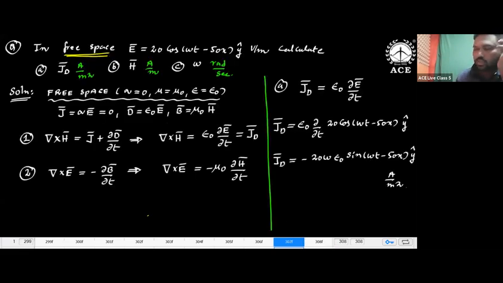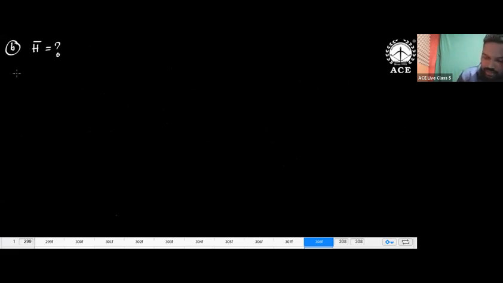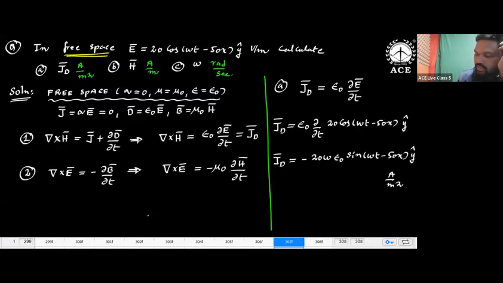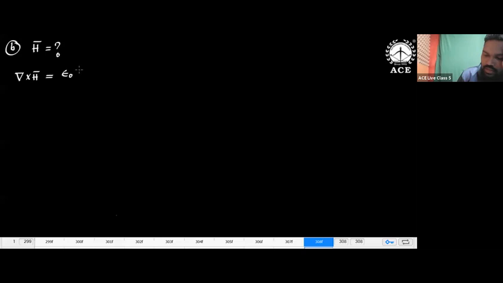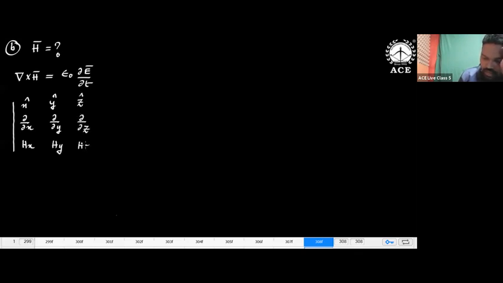The second part of the question, you have to find out H. So the E and H are related by the first two Maxwell's equations. Let us consider the first Maxwell equation, which is del cross H is equal to JD. Del cross H is equal to epsilon naught into dou E by dou T. Expand this one better. X cap dou by dou X HX, here it is Y cap dou by dou Y HY, here it is Z cap dou by dou Z HZ.